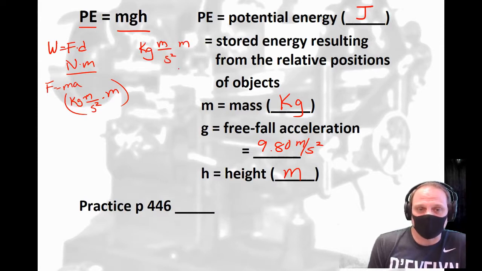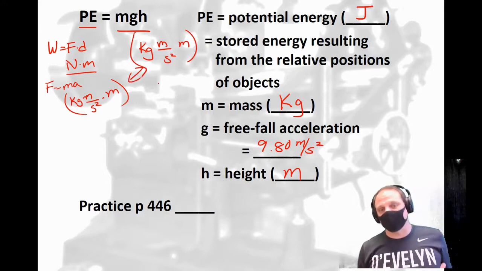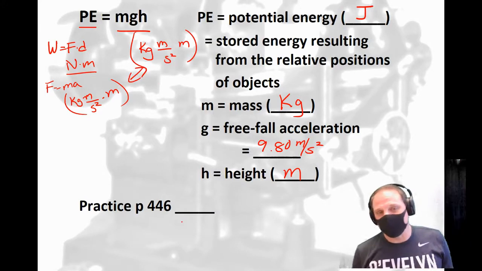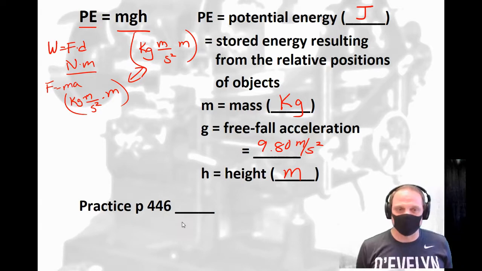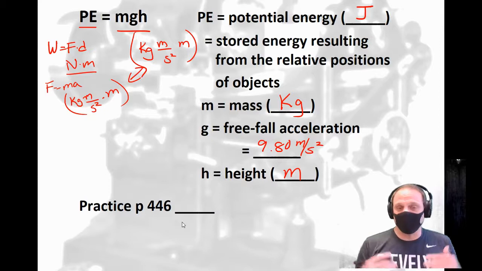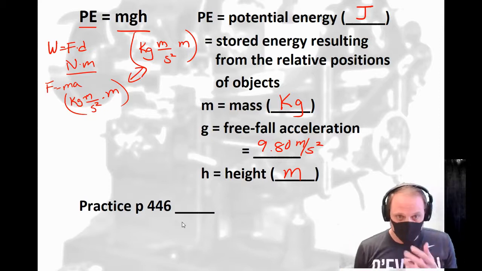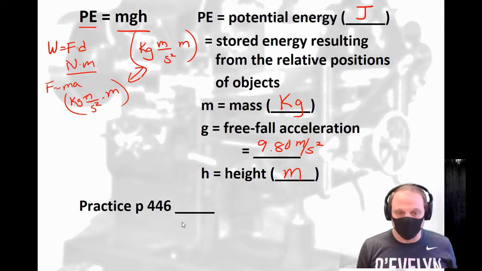So look what I've got, the same thing that I had down here, right? These are equal to each other. Two different ways to come up with the same units and the same energy. One of them has to do with moving a force through a distance. The other one is looking at the position of an object relative to the ground. And you get the same units, okay?